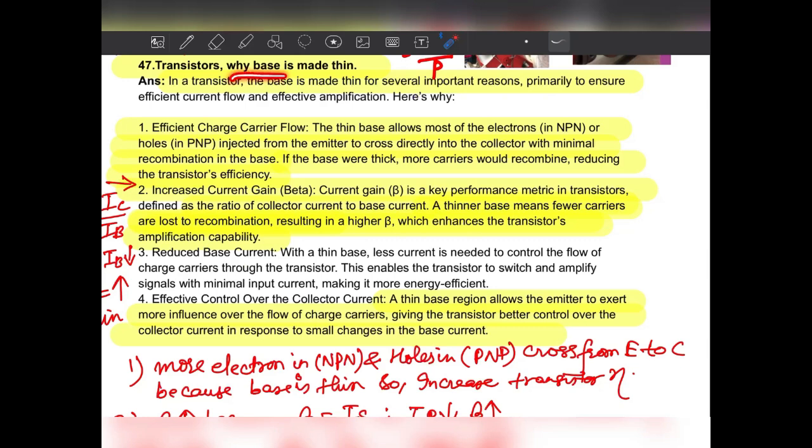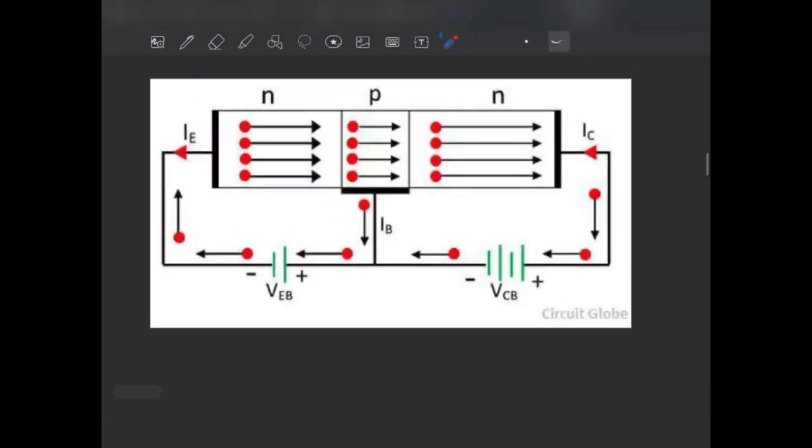Our next question is why the transistor base is made thin. First of all, you should know what the base in the transistor is, what the emitter is and what the collector is. So I will explain here. This is a transistor where we sandwich a p-type semiconductor between two n-type semiconductors. Why do we call it n? Because here the number of electrons is more. Electrons are the majority charge carriers and holes are minority charge carriers. In a p-type semiconductor, holes are the majority charge carriers and electrons are the minority charge carriers. But when we sandwich the p-type semiconductor between two n-type semiconductors, a transistor is formed.